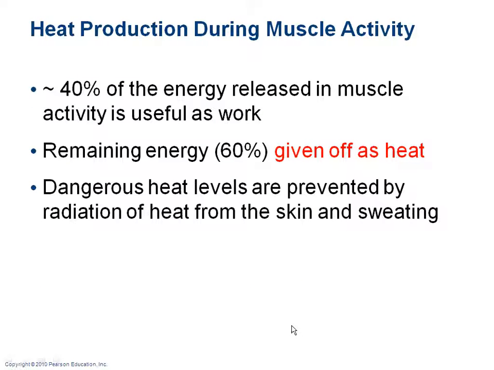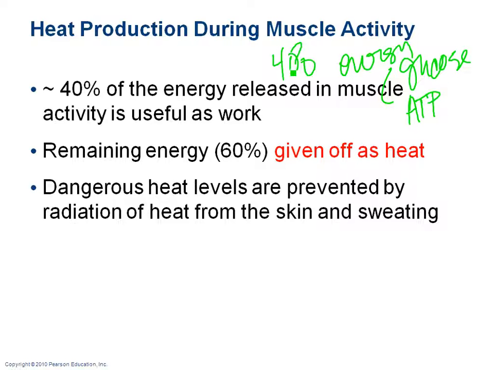I want to make sure that we understand heat production and that this process is not extremely efficient, but it's pretty efficient. So about 40% of the energy that's released in muscle activity is used for work. So when we're talking about the ATP here, let's say from glucose to ATP, 40% of this energy we use. 60% of it is waste. That doesn't sound really good, but this is more efficient than a vehicle.